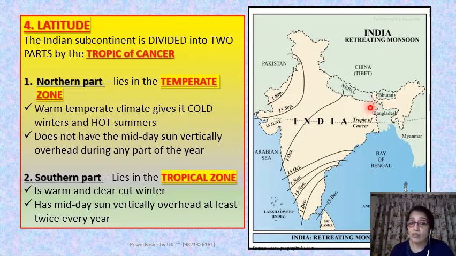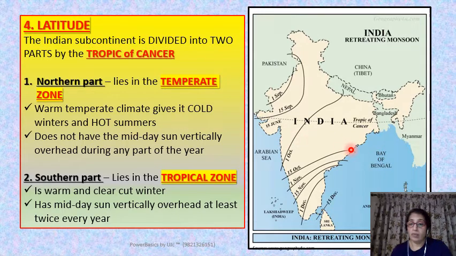What is the climate in the temperate zone? Warm temperate climate gives it cold winters and hot summers. Okay, like here, Delhi, cold winters, hot summers. But we are below it, we are here. The temperate zone does not have the midday sun vertically overhead during any part of the year. The northern part. The southern part lies in the tropical zone.